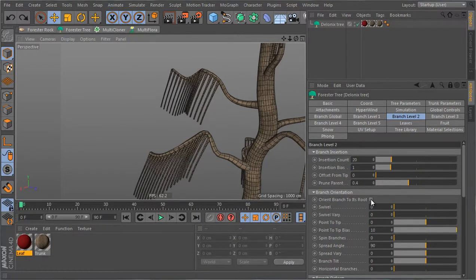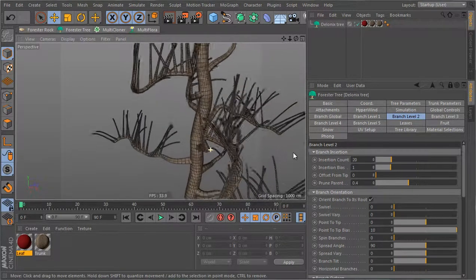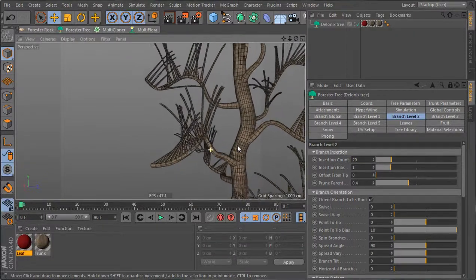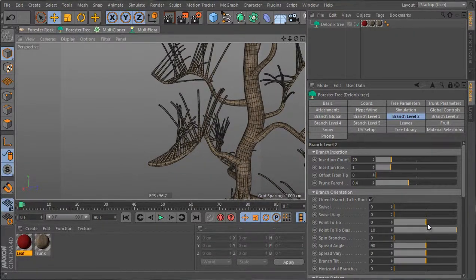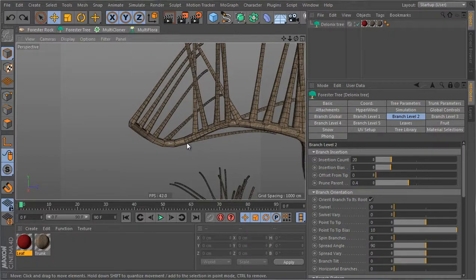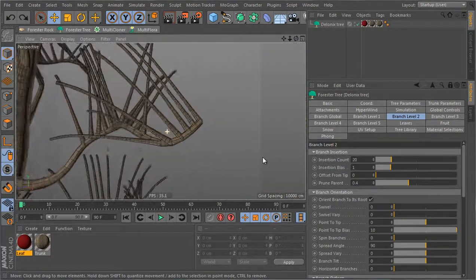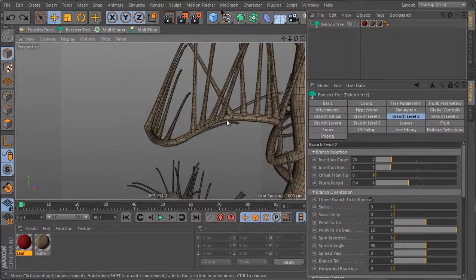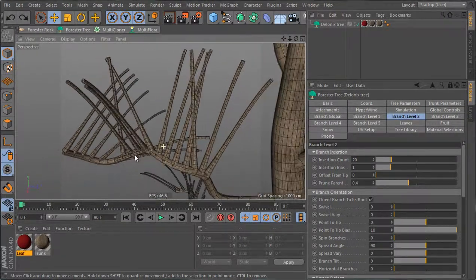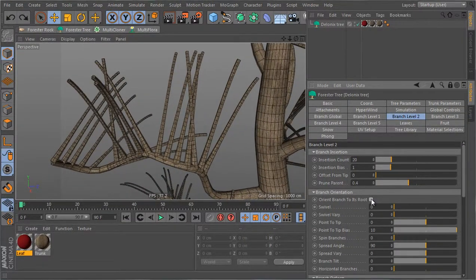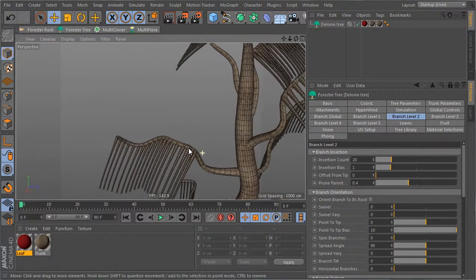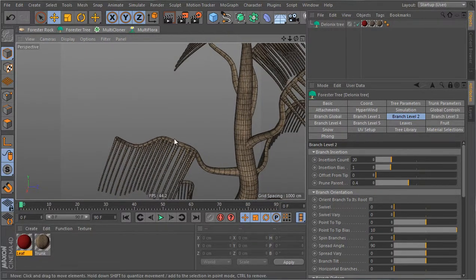If I check orient branch to its root, then the branches are going to take the parent orientation into consideration. So if we look at this parent branch here, we see that the child branches take the orientation of that parent branch to orient themselves. If I uncheck this, the orientation of the parent branch is not considered at all.